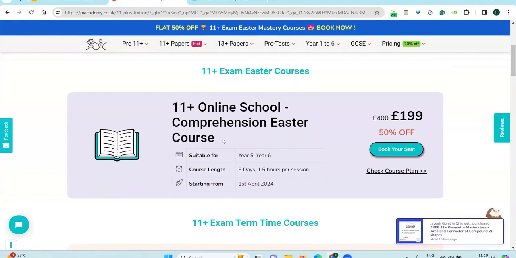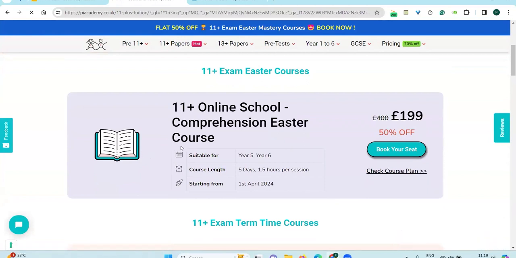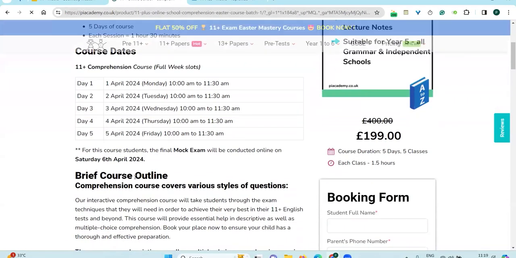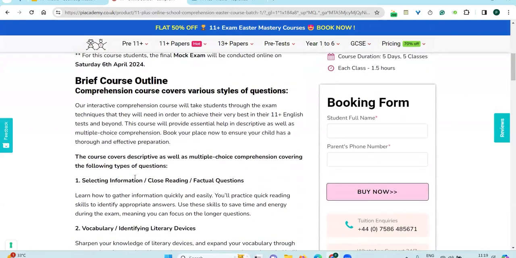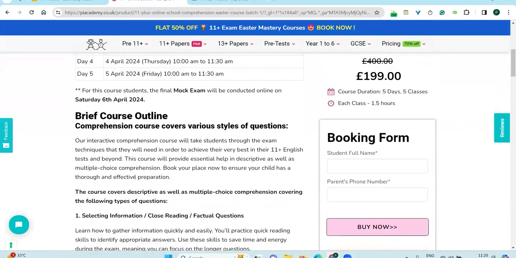These are live tutoring classes where we generally have around 3 to 4 students for one tutor, so it's an extremely interactive session. With all our Easter courses, we have a mock test at the end of the course. So it's not just passive learning, but we make sure that the child is tested and gets to practice what they are learning on a daily basis. Even in comprehension, we have a mock test at the end of the course.